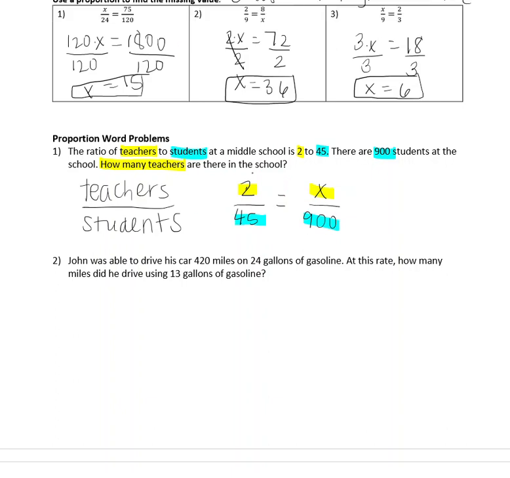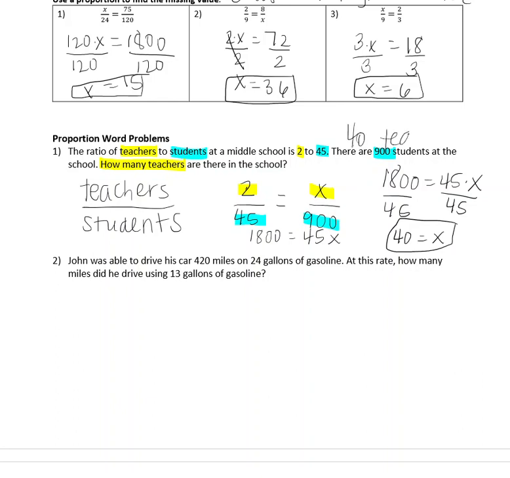Once we have that set up, then we can just solve it like we did above. So we cross multiply. 2 times 900 gets us 1800, and then 45 times x gets us 45x. I'm just going to rewrite it over here for us to do the work. 45x just means 45 times x, so to get x by itself we divide by 45 on both sides, and that gets us 40 equals x as our final answer, which would mean we're talking about 40 teachers. So the final answer for this question would be 40 teachers. Now if you want to pause the video and try the second one on your own, go ahead. If not, you can just keep listening.